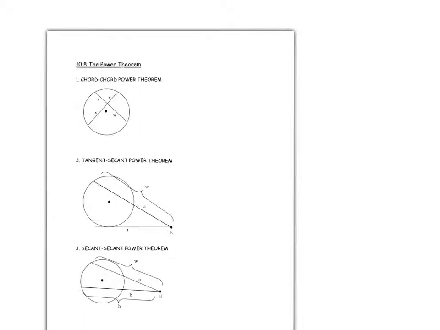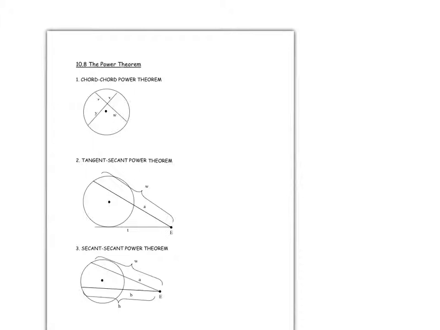Alright, yesterday we learned about the tangent and secant lines and how a secant line crosses through the circle 2 times and a tangent line only touches the circle 1 time. Today I'm going to teach you about some of the power theorems that use those kinds of lines. The first one is the chord-chord power theorem.